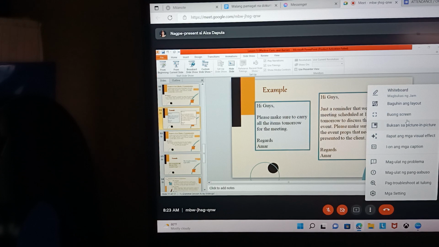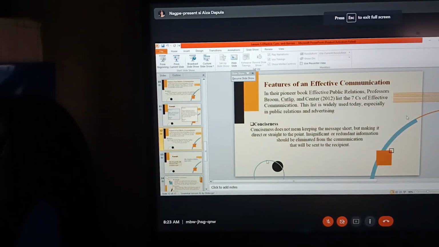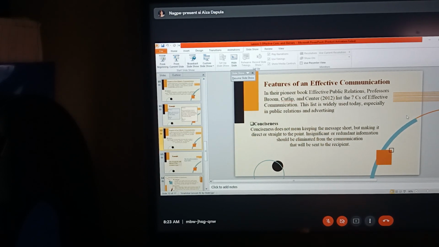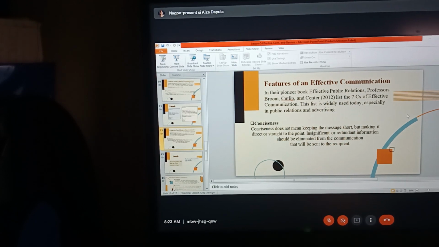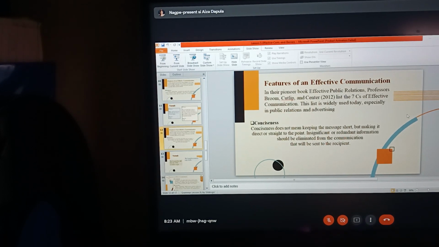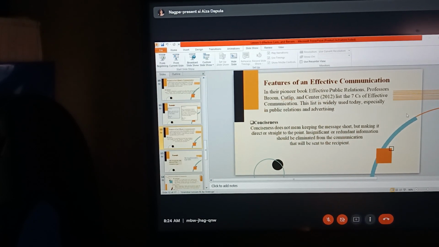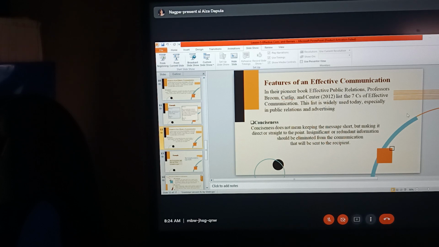Next, conciseness. Conciseness does not mean keeping the message short, but making it direct, straight to the point, and significant. Redundant information should be eliminated from the communication that will be sent to the recipient. Okay, class, remember that it is not about a short message, but a direct one. If you are going to send a message to a person, it should be direct to the point. Avoid flowery words or fillers, like 'just like at this point'. Avoid those words if you are going to send a message to the receiver, so they can understand what you are trying to say. Remember the words direct or straight to the point.